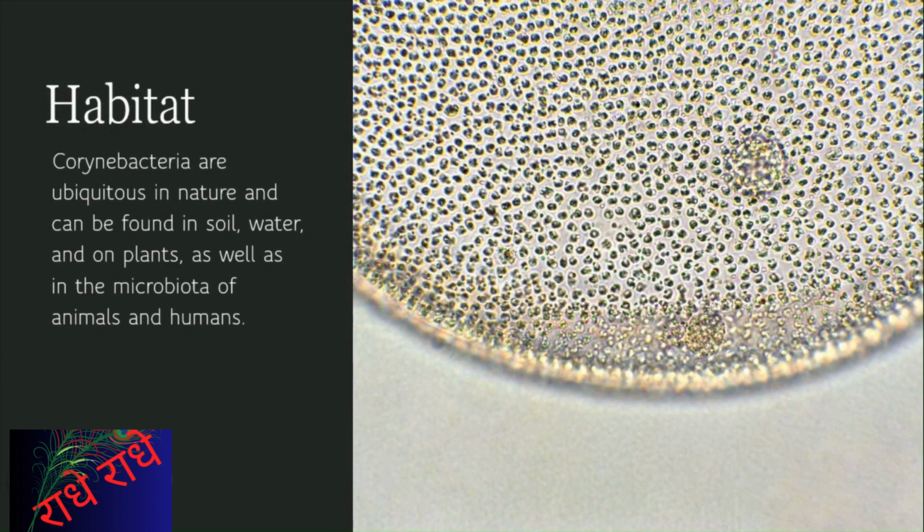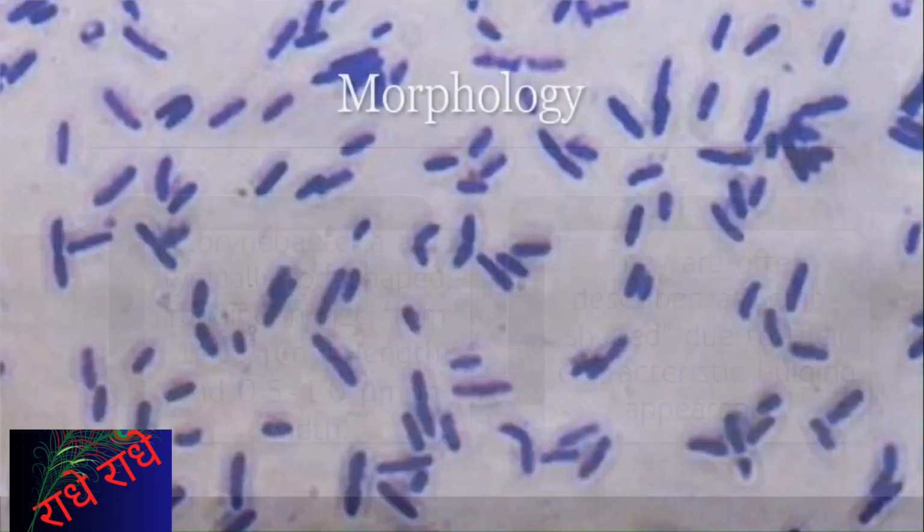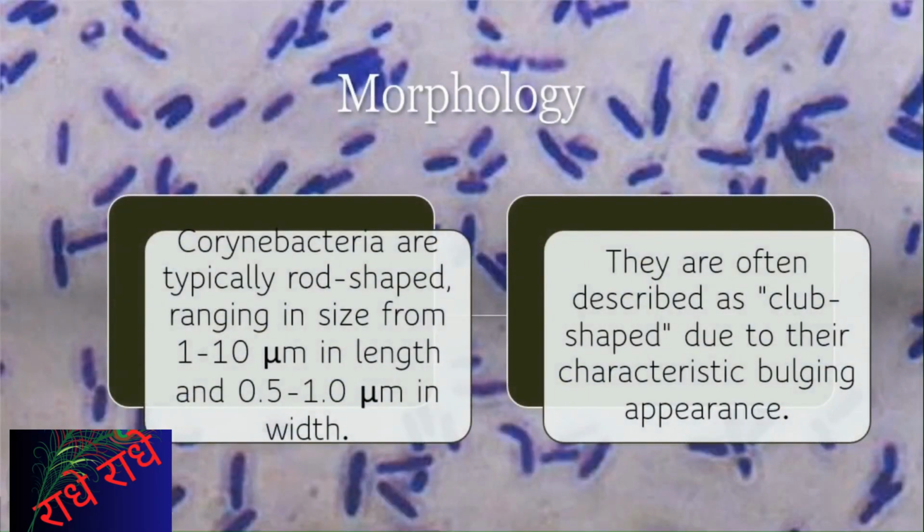Visually, they are rod-shaped, measuring between 1 and 10 micrometers in length and 0.5 to 1.0 micrometers in width, displaying a distinctive bulged shape. Corynebacterium are gram-positive bacterial organisms, typically rod-shaped with a distinctive bulging appearance.